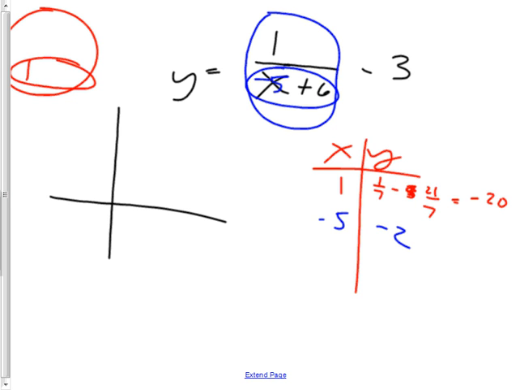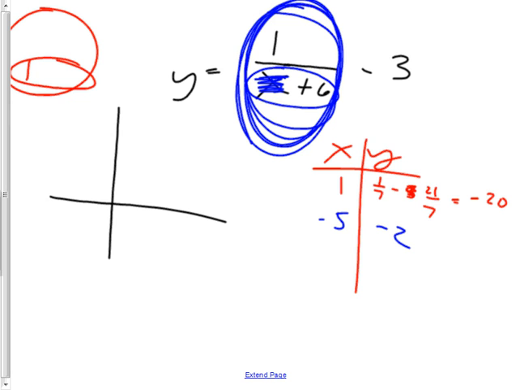What's the other thing I can make this whole thing into? Not just 1, but negative 1. That would be if I made this negative 7 in there. So I stick in a negative 7, I get 1 over negative 1, which makes negative 1. Negative 1 minus 3 makes negative 4. So those are my 2 key points. And from there, you'd have to know where to draw it based on the asymptotes.